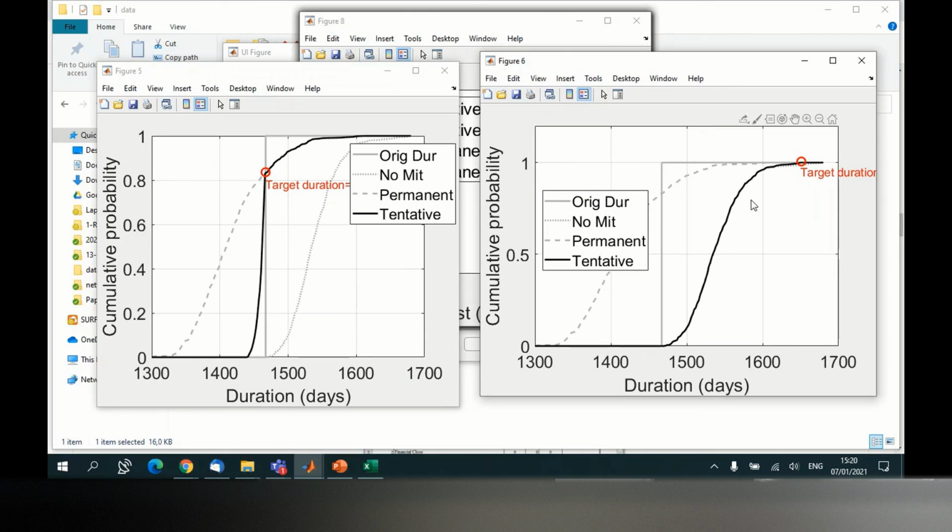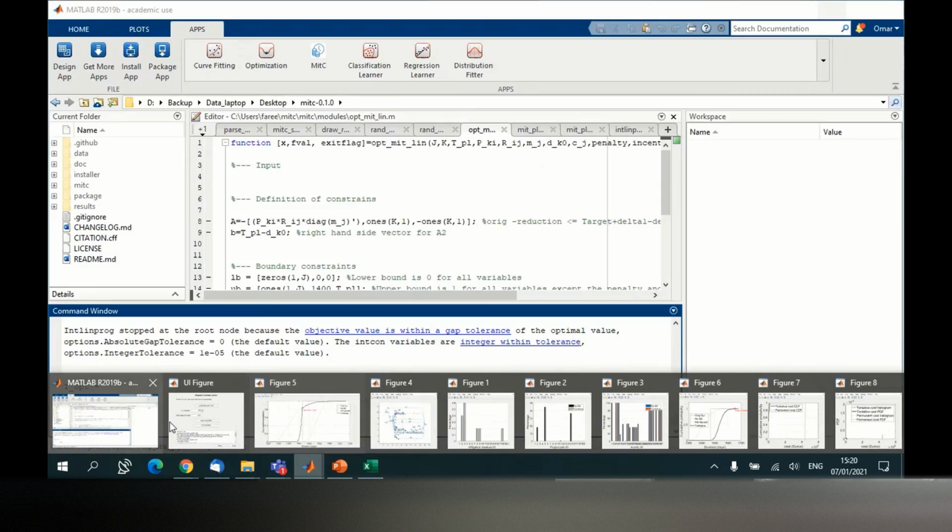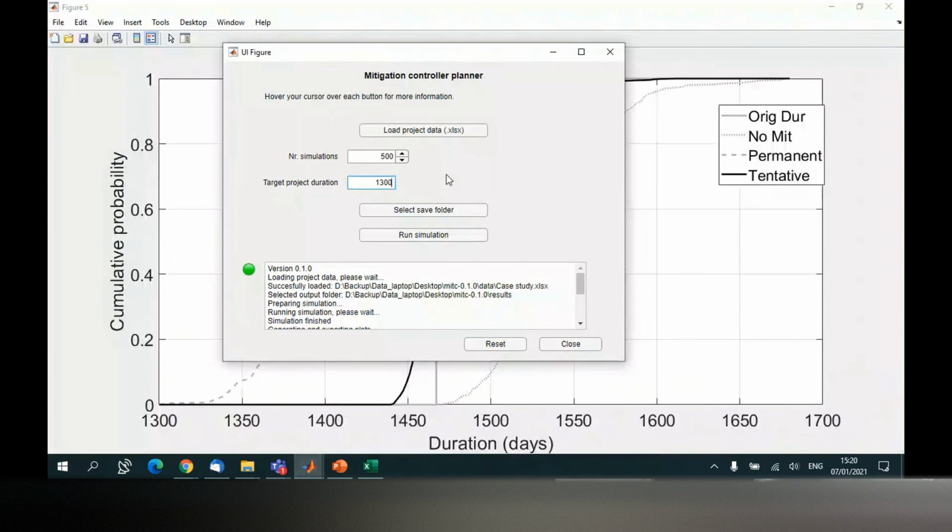Because the no mitigation one is just good for what you want to optimize for. So the opposite case, if you want to optimize for 1,300, then of course you would expect this black line, the mitigation controller, to join this maximum bound here. You can also try it out. As you can see.